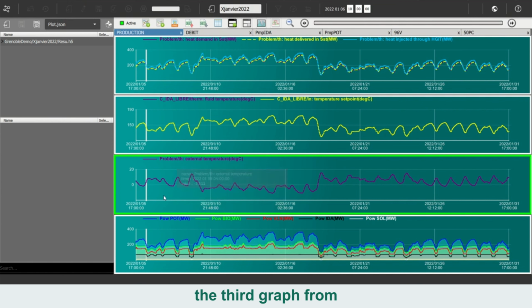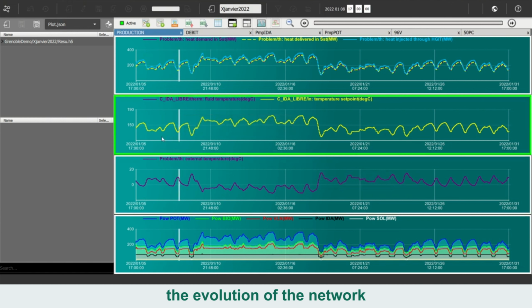For example, the third graph from the top shows the evolution of outdoor temperature and the presence of a cold week during the first fortnight of the month. Outside temperatures dropped to minus 11 degrees Celsius, corresponding to the system's design temperature. The second graph shows the evolution of the network flow temperature, which follows a simple heating curve.